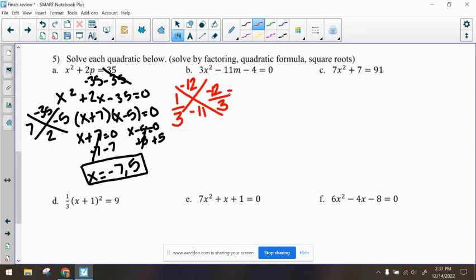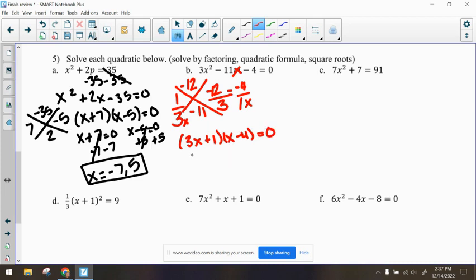So we're going to see if they reduce. This one reduces to negative 4 over 1. I'm going to put a variable on it. Again, let's make this an x instead. So my factors are 3x plus 1 and x minus 4 equals 0.